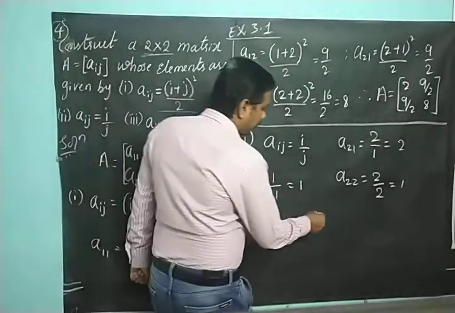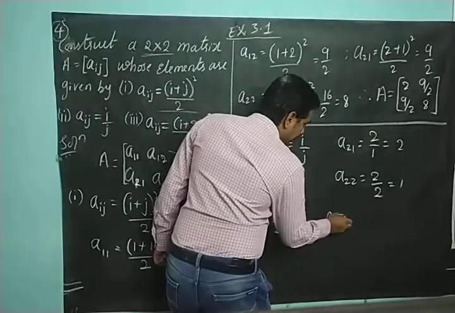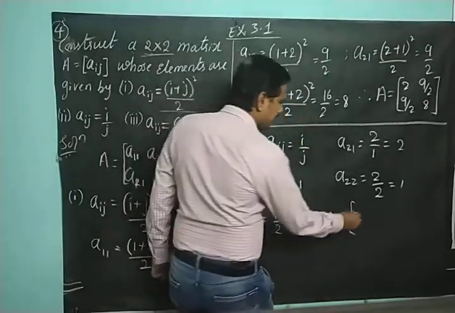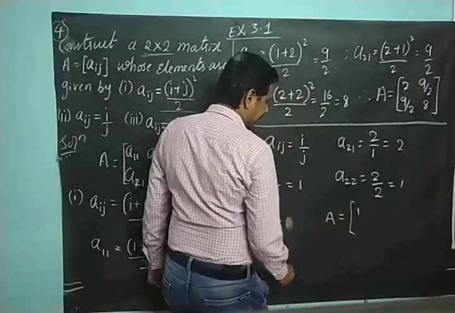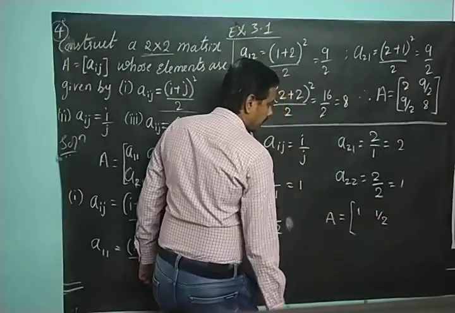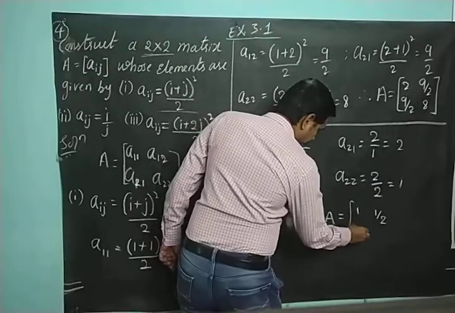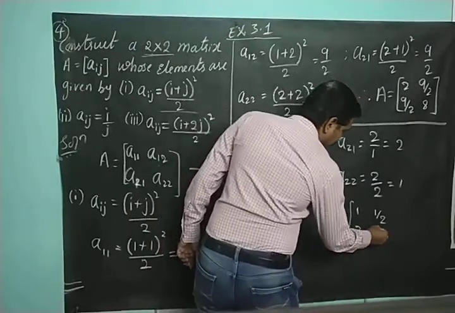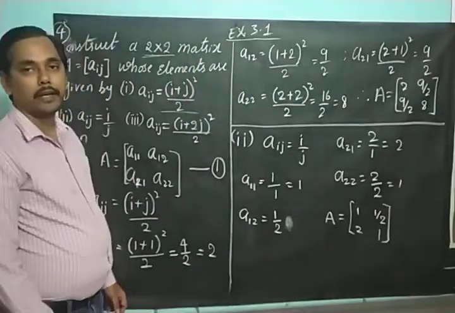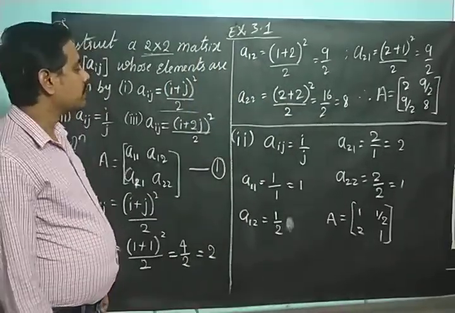Okay. So what is the value of A here? A I can write it as, what is A11 I got? 1. A12, 1 by 2. A21, 2. A22, 1. This is how we need to form the matrix. I hope this thing is clear.